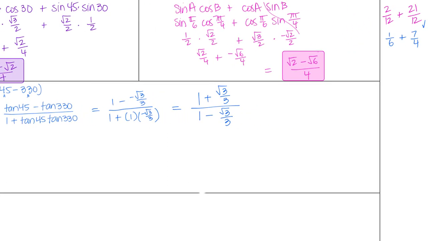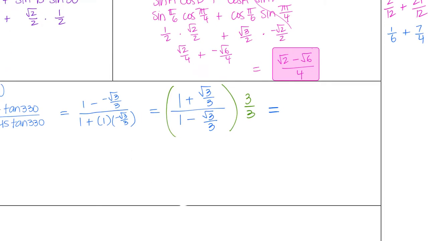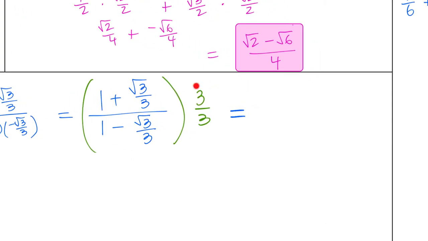So I'm here. But I don't like having fractions within fractions. So whatever that denominator is, in our case it's 3, you should multiply the whole fraction by 3 over 3. Because 3 over 3 is just 1, but what it's going to do is get rid of those fractions for us. So you need to distribute. The numerator is going to become 3 plus square root 3. The denominator is going to be 3 minus square root 3.